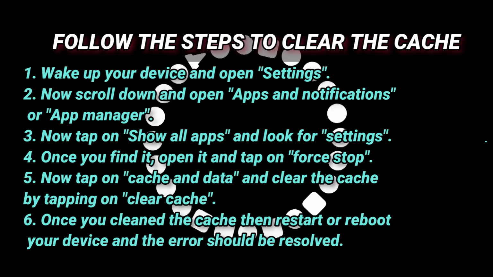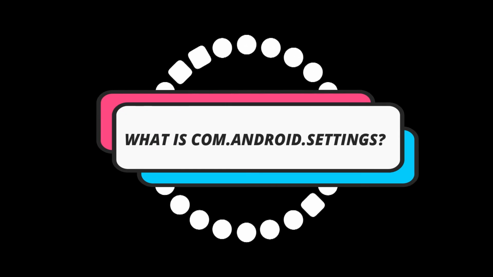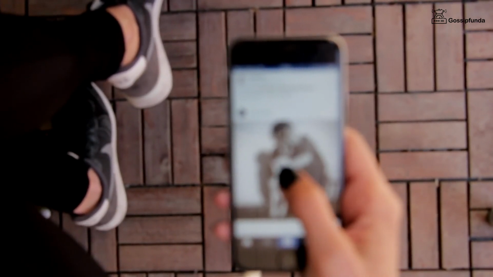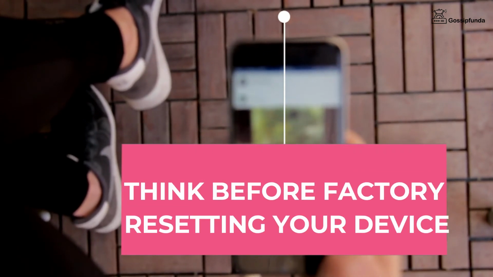And last is the summary. What did we learn from this video? We learned what com.android.settings is and why we need it in our smartphones, why the error occurs in the first place, and how we can identify the cause on our own. Note that we listed general reasons and there can be other causes also. You need to find it yourself, but the steps will be the same despite the reason, and these steps will for sure solve your error. However, we would suggest you think before factory resetting your device.